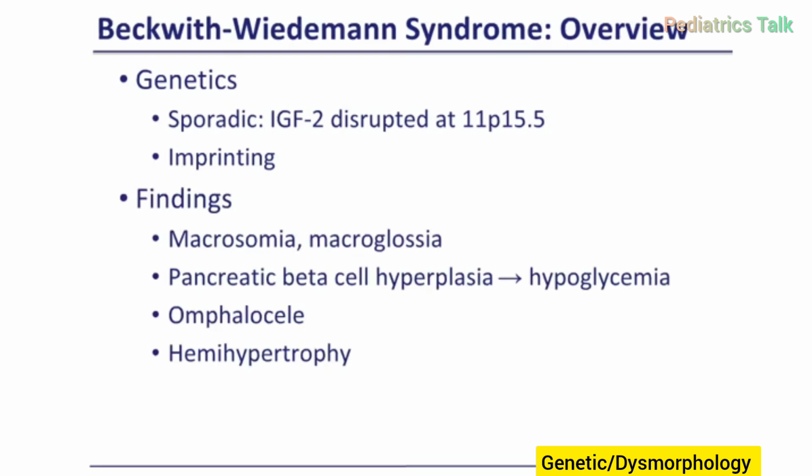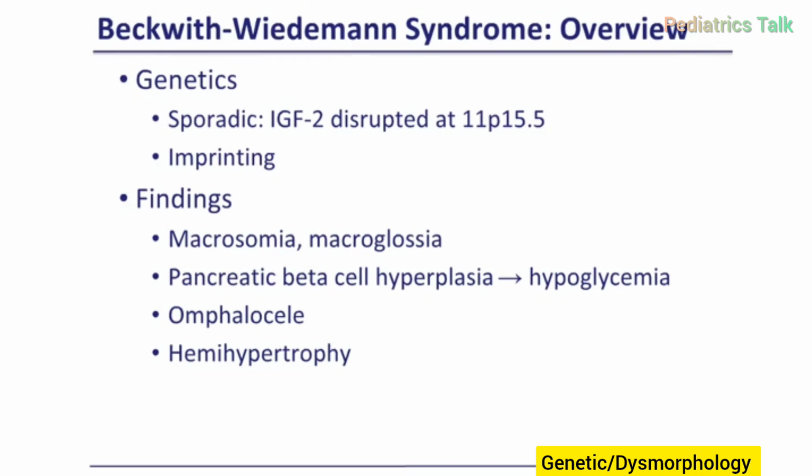The findings are that you have a large baby, so macrosomia. They typically have very large tongues. We call this macroglossia. And the reason for this, like in the infant of a diabetic mother, is because of hyperinsulinemia. But unlike in the hyperinsulinemia that we see in the infant of a diabetic mother, which is secondary to the mother's glucose problems, diabetes, these mothers don't have diabetes, and therefore for the neonate to have hyperinsulinemia, it has to be due to pancreatic beta cell hyperplasia, which is what happens here.